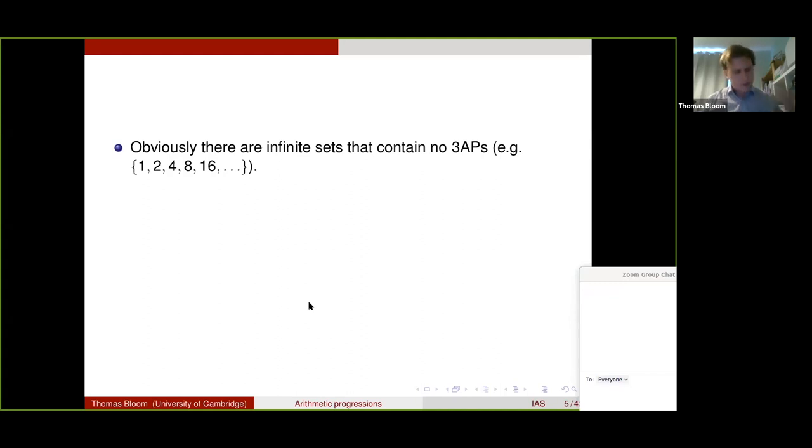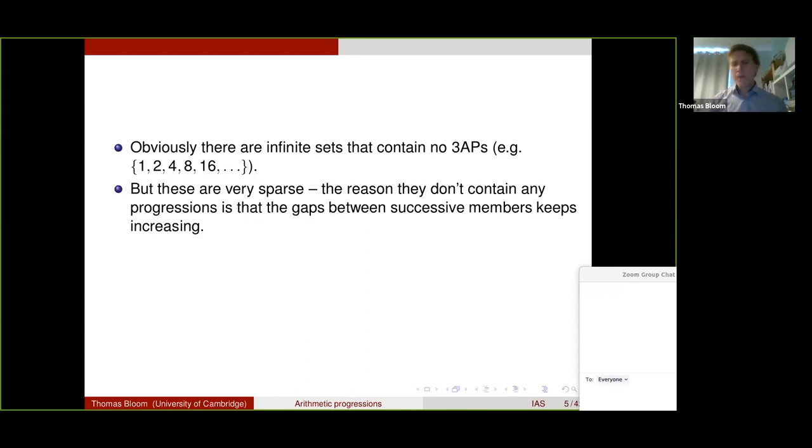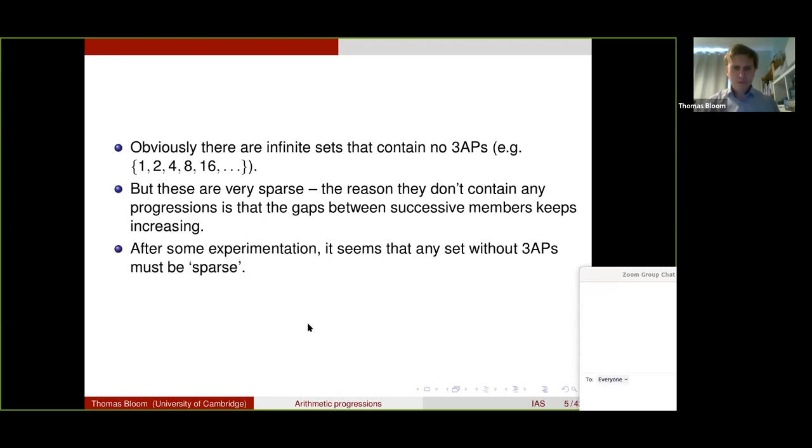Okay, let's make a couple of trivial remarks. There certainly are infinite sets of integers that contain no three-term progressions, for example, the powers of two, but these are very sparse. It's sort of obvious they won't contain progressions just because the gaps between successive members keep increasing, so I can't have three members in arithmetic progression. You can try an experiment and write down some examples, and you can do a bit better than the powers of two, but it certainly seems that any set without three-term progressions must be very sparse. So you can have infinite sets, but it seems that in any particular interval, you're forced to have very few of them.